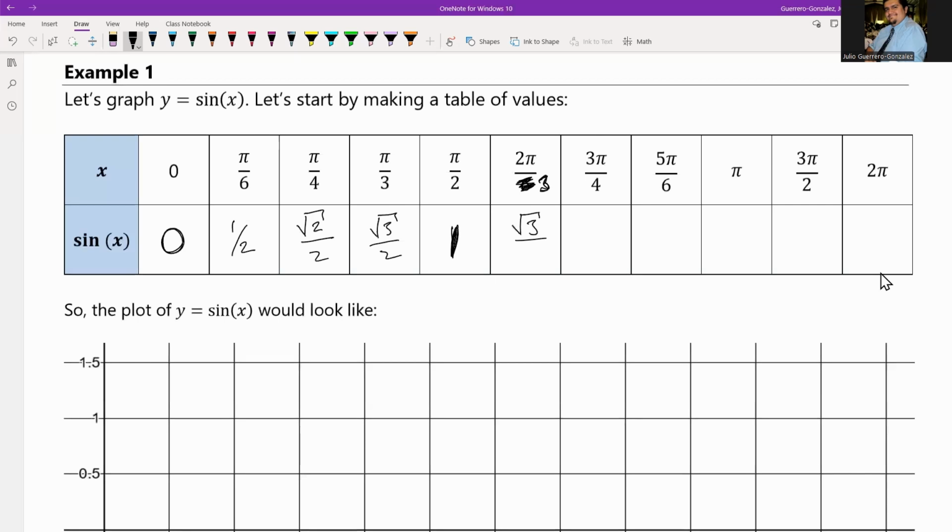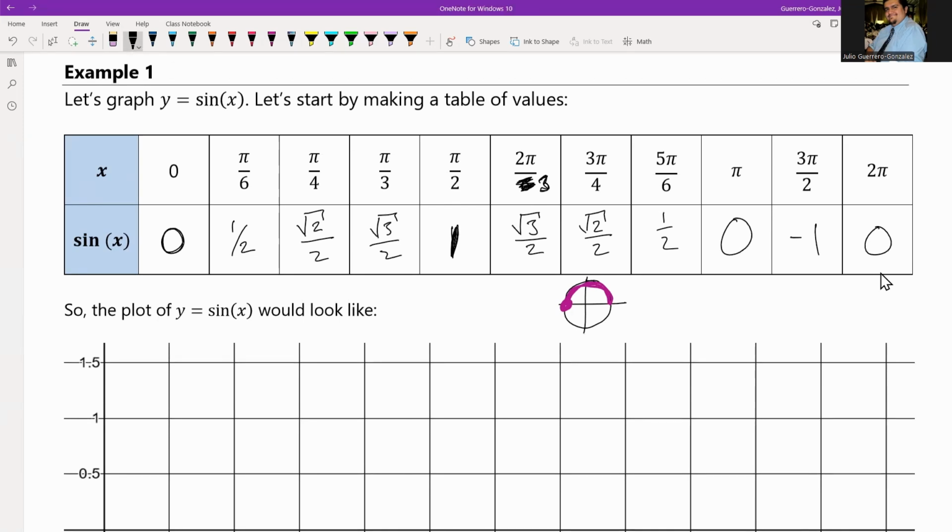Square root of 3 over 2. 3 pi over 4, that's going to be root 2 over 2. 5 pi over 6, 1/2. Pi is going to be 0. So this takes us at least halfway across the unit circle. If you have your unit circle, here's my nice little copy, we just did this. We went all the way up to here. There are 2 more points left: that's going to be -1 and 0 for 3 pi over 2 and 2 pi. That completes our unit circle.